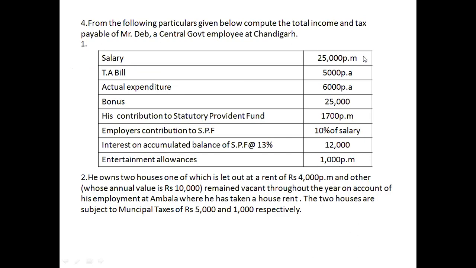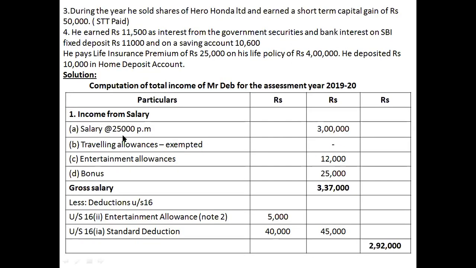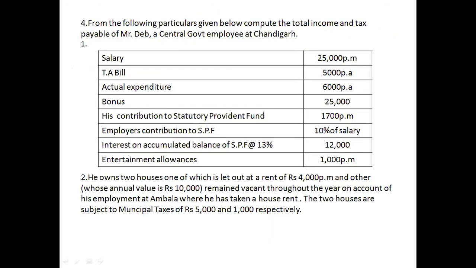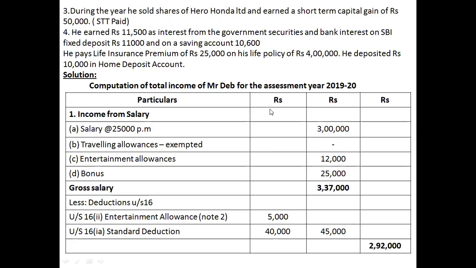The salary is 25,000 per month, so we take 25,000 into 12 and you will get 3 lakh rupees. Then they have given traveling expenses, that is, traveling allowance. As we all know, traveling allowance will be exempted. So traveling allowance is exempted.